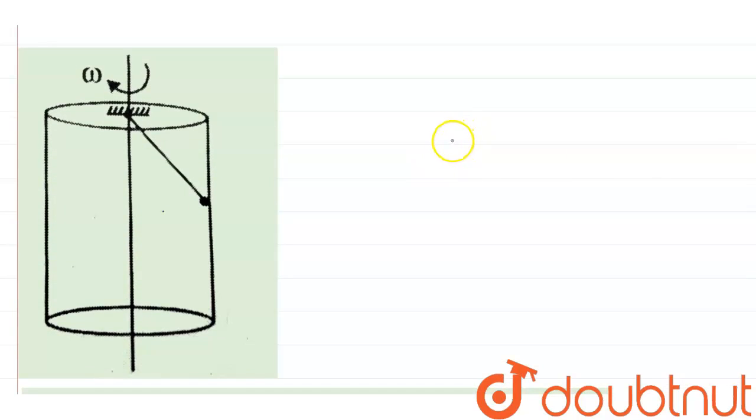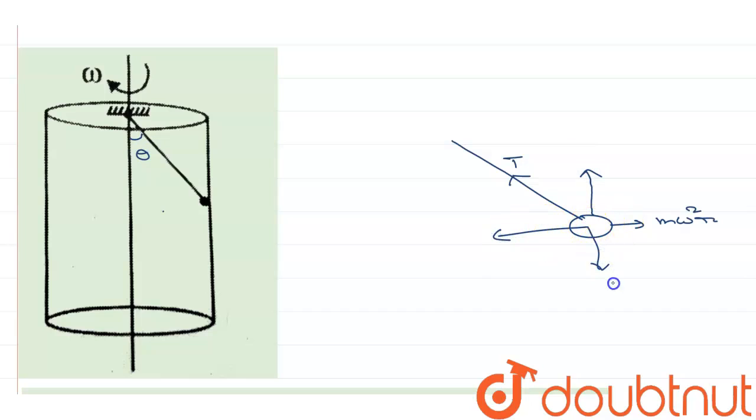So let's draw the free body diagram for the bob. So this is our bob. There is a force m omega square r acting radially outwards. There will be some tension in the string, and if this angle right here is theta, so the components of tension will be T cos theta and T sin theta, and there will be its weight acting downwards.